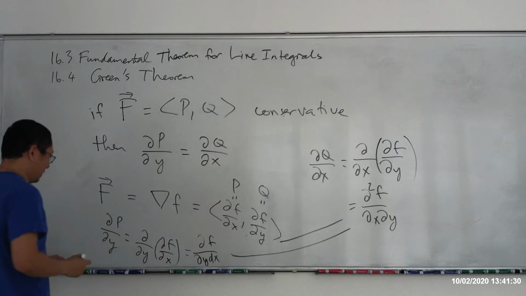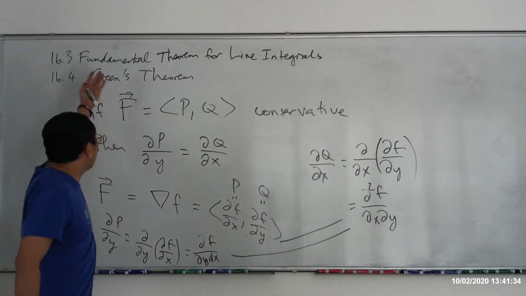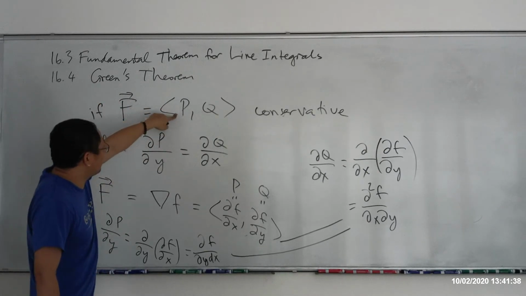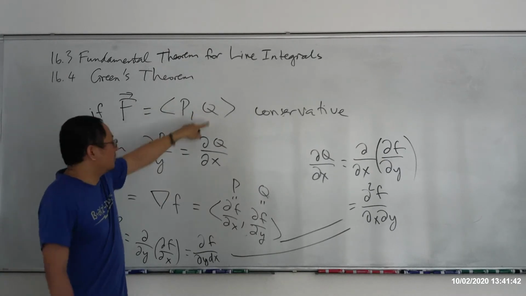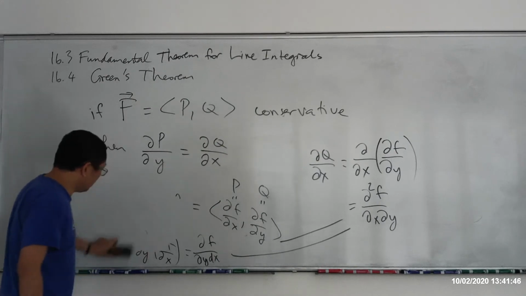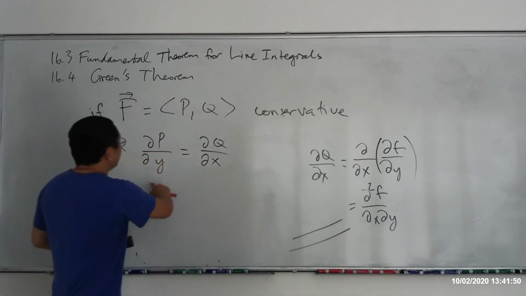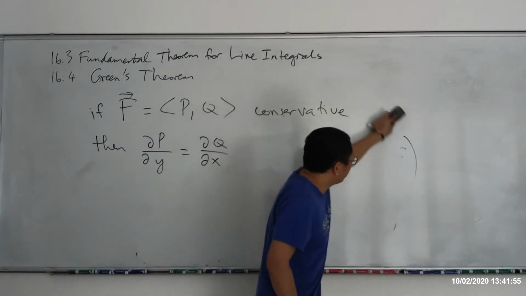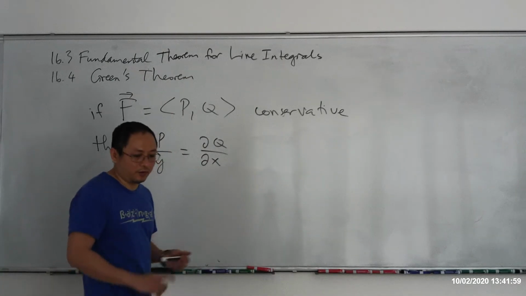In other words, this is what you want to know. You know that if the vector field F in 2D is conservative, then the partial derivative of the first component with respect to y is going to be equal to the partial derivative of the second component with respect to x. Okay. And vice versa. That's a good thing. So if you have this equal, then you know that F is conservative. And this is one way for you guys to check if the vector field F is conservative.